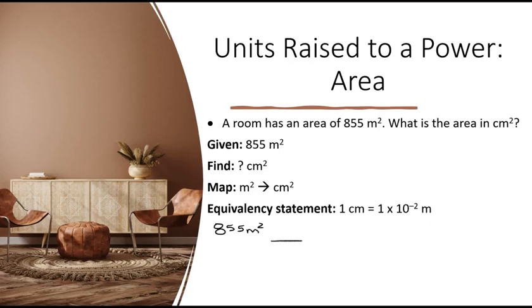Let's write down 855 meters squared. Our conversion factor, 1 centimeter over 1 times 10 to the negative 2 meters. Note that the power of centimeter and meter would not cancel out yet. So we're going to go ahead and square our conversion factor. Once we do this, we're going to take 855 and divide by 1 times 10 to the negative 2 squared, which is 1 times 10 to the negative 4. That will result in 8.55 times 10 to the 6th centimeters squared. Then our units cancel out.